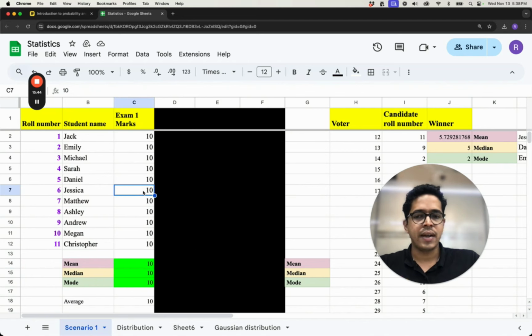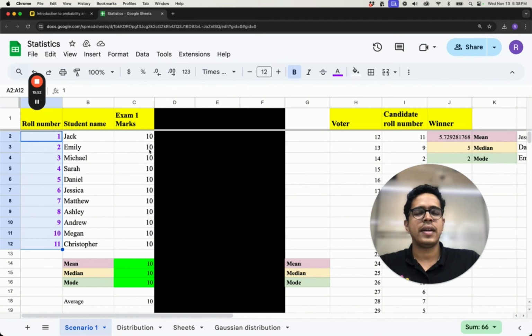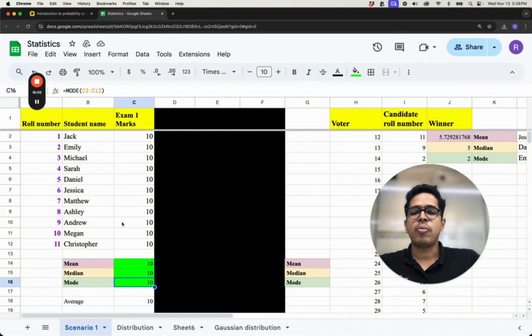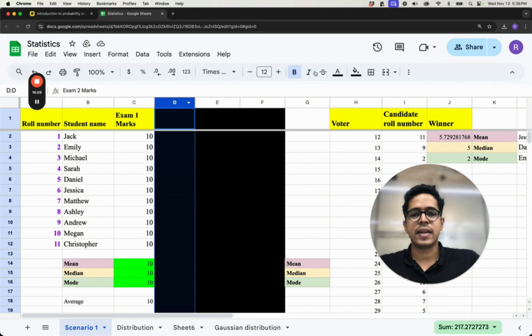Jessica had scored 10. But for the student in the middle, we should not look at it in terms of roll number, okay? We should be looking at it in terms of the increasing or decreasing order of marks. In this case, there is no increasing or decreasing order. That's why I just picked Jessica here. But otherwise, anybody can be the median here. And mode is the most commonly occurring number, which is 10. So mean, median, mode is fine in this case.